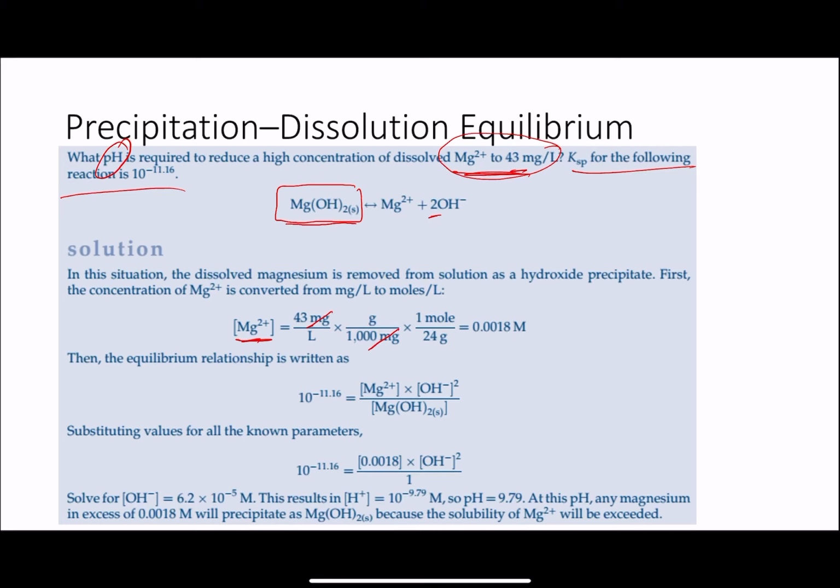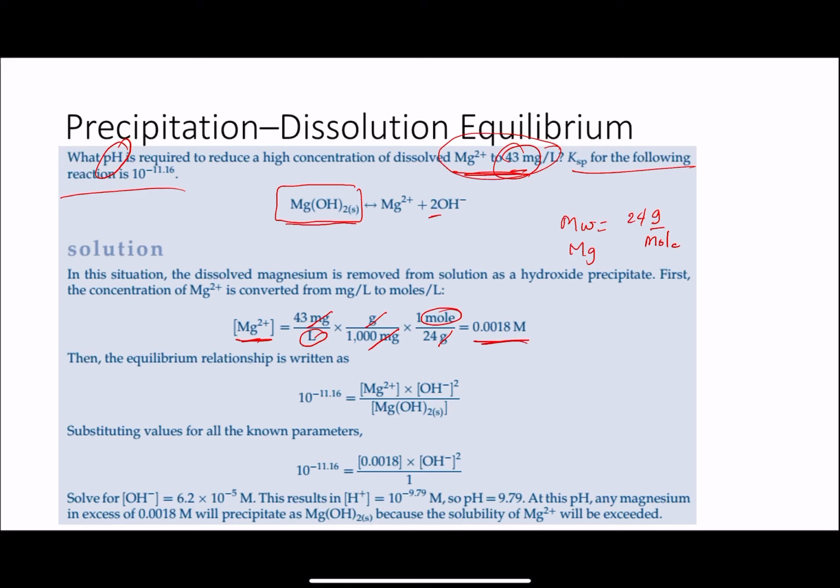Of course, the molecular weight of magnesium is 24 gram per mole. So 24, you can see gram cancels with gram. Now you have mole over liter. So this was converted to 0.0018 mole per liter, or molarity.